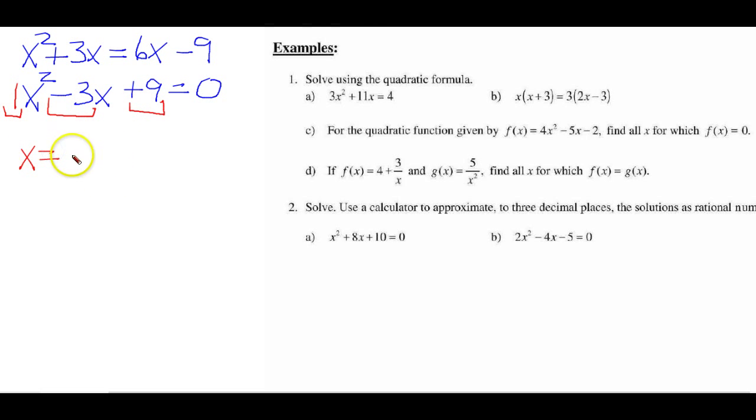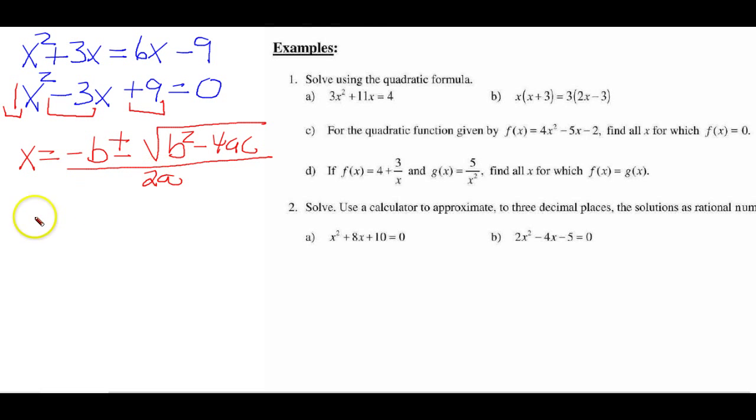x equals negative b plus or minus the square root of b squared minus 4ac all over 2a. So again, I didn't have to write this. We're doing it so that if you write it a number of times, then you will hopefully remember it.